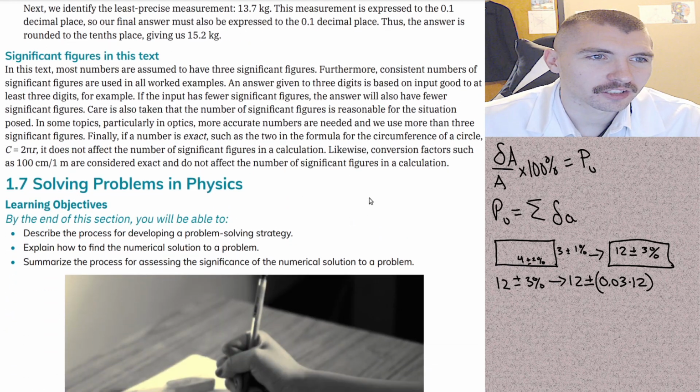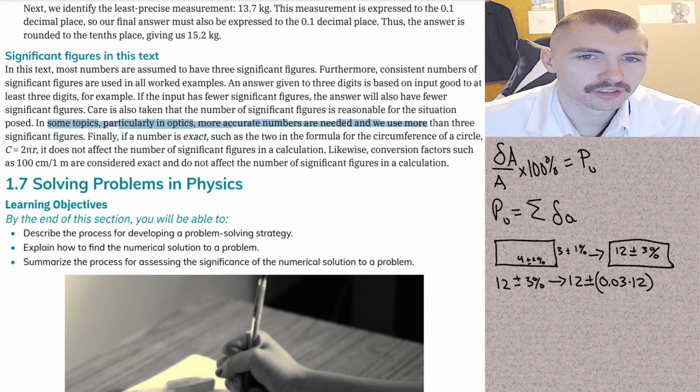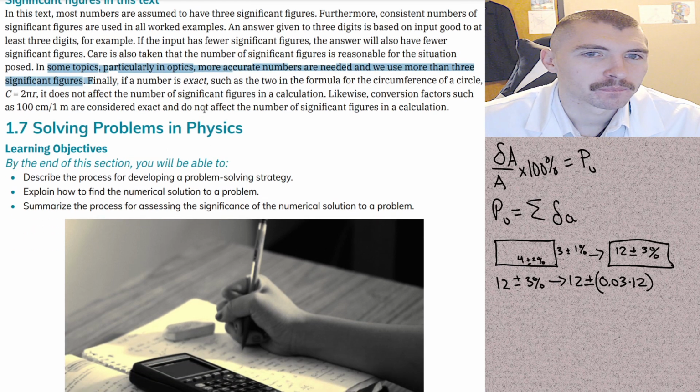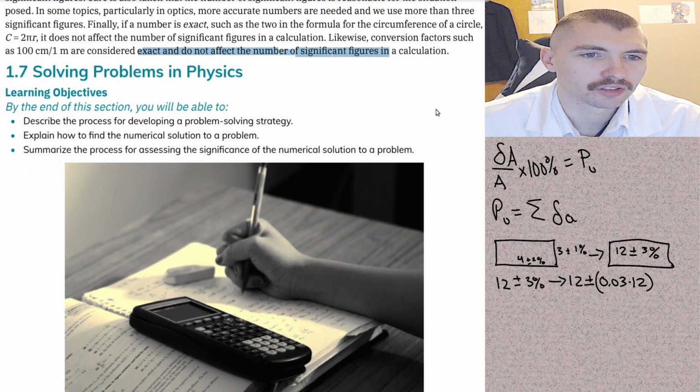Significant figures in this text. In this text, most numbers are assumed to have at least 3 significant figures. Consistent numbers of significant figures are used in all worked examples. An answer given to 3 digits is based on input to at least 3 digits. Care is also taken that the number of significant figures is reasonable for the situation. The more accurate numbers are needed, the more we use 3 significant figures. Finally, if a number is exact, such as 2 in the formula, it does not affect the number of significant figures. Likewise, conversion factors such as 100 centimeters divided by 1 meter are considered exact and do not affect the number of significant figures in the calculation.